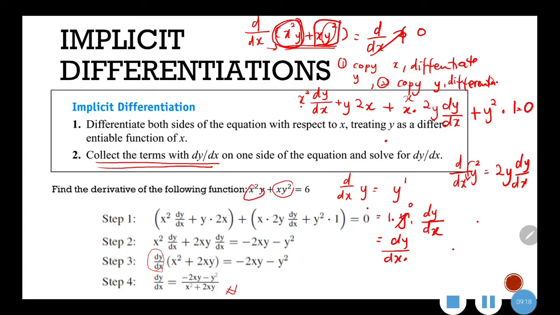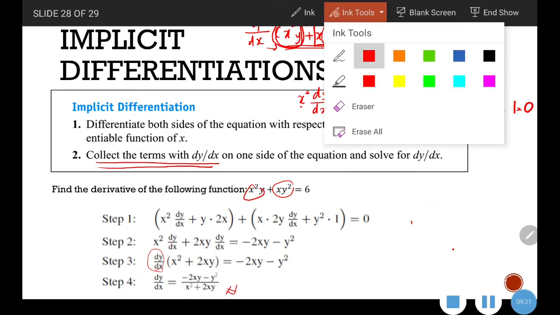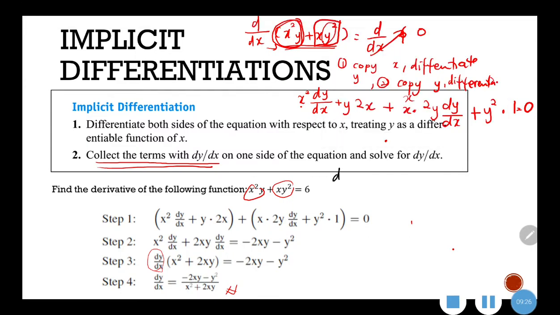Let me erase something here first. Collect the terms with dy/dx. So with dy/dx, what we have is x squared plus 2xy, right? And the terms with no dy/dx are 2xy plus y squared equal to 0.